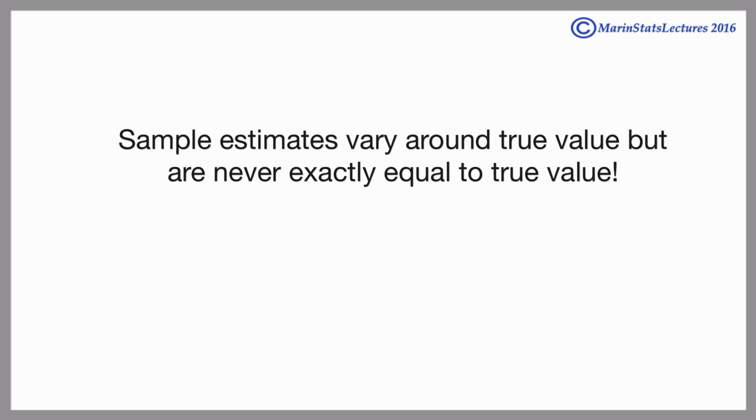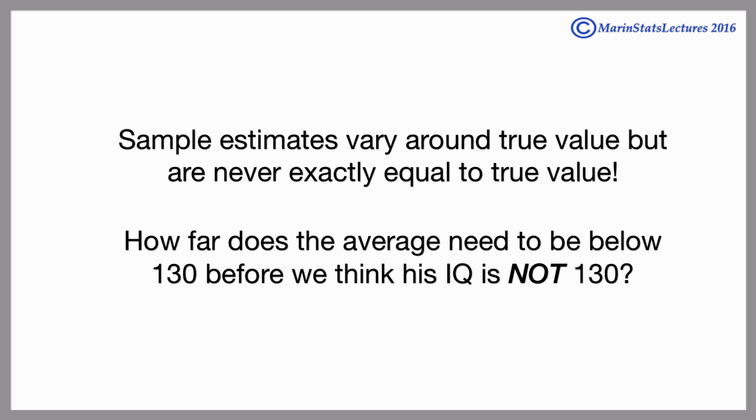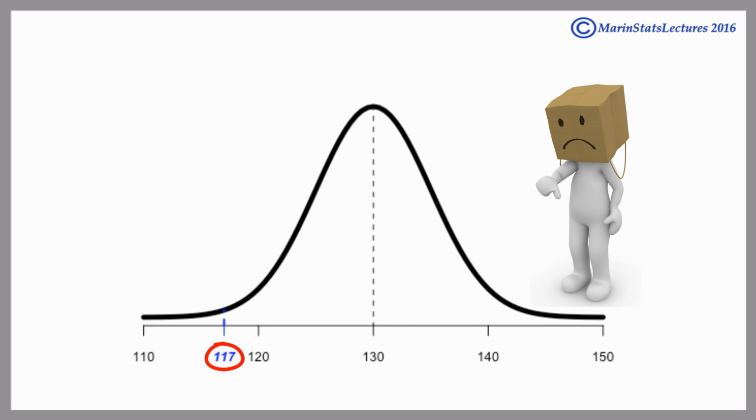We understand that sample estimates vary around the true value, but are never really exactly equal to the true value. So the question that must be asked is, how far does the average need to drop below 130 before we think that Kian is a liar? Would we think that he's a liar if he averaged 117?